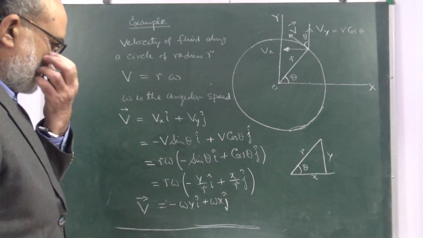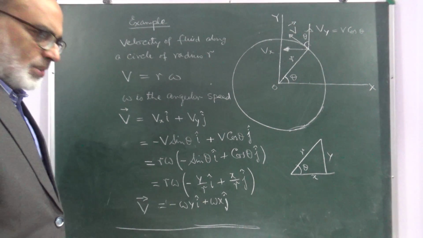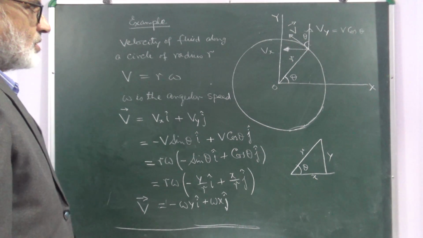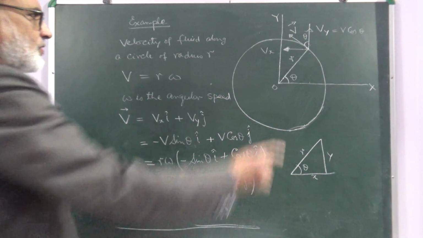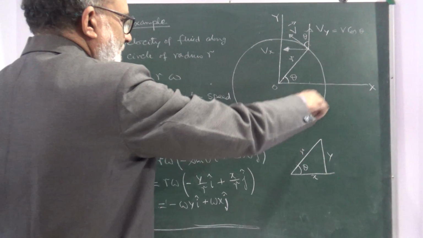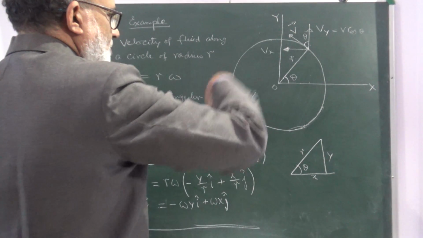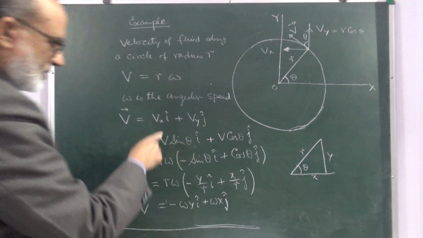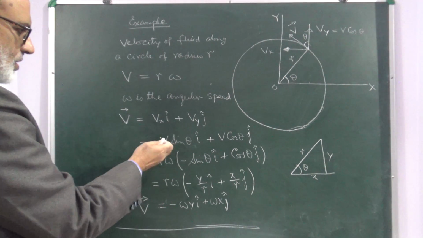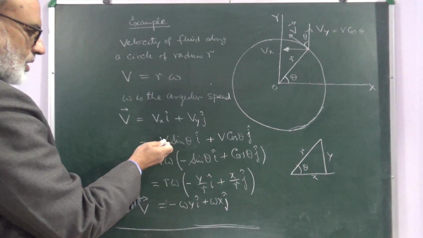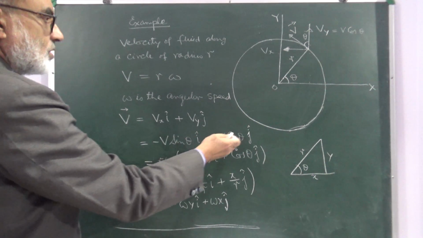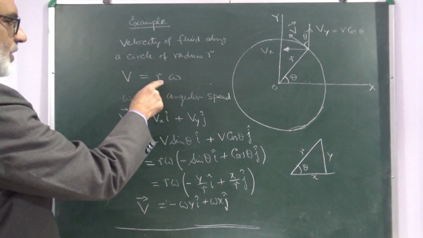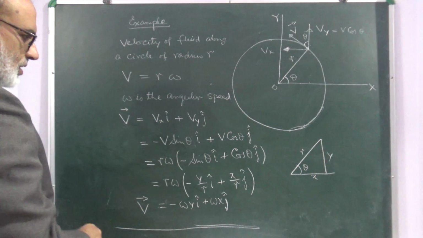So we have resolved the velocity into x and y components. If this is the velocity of the fluid at any point on the circular path, we resolve velocity into x component and y component. The x component will be minus v sin theta i plus y component will be v cos theta j. The value of v is given by r omega.